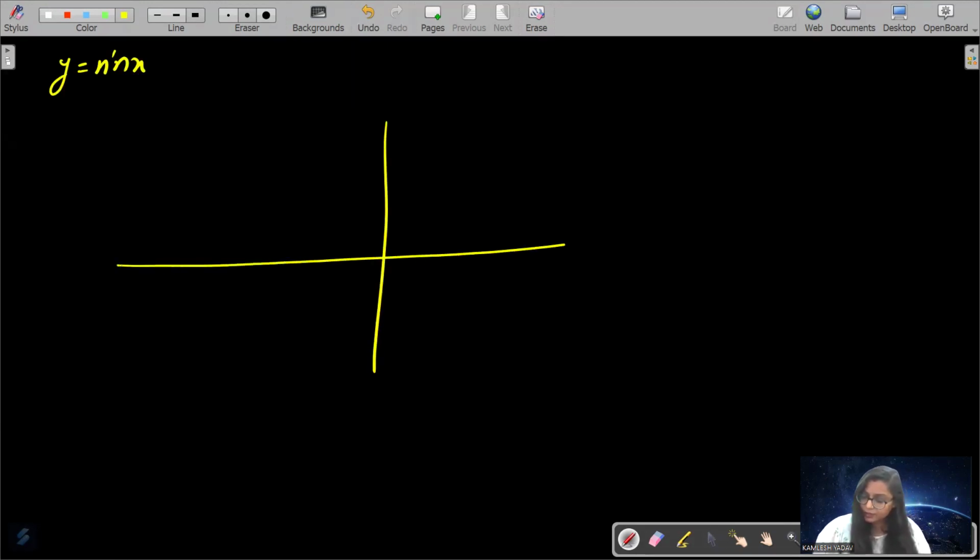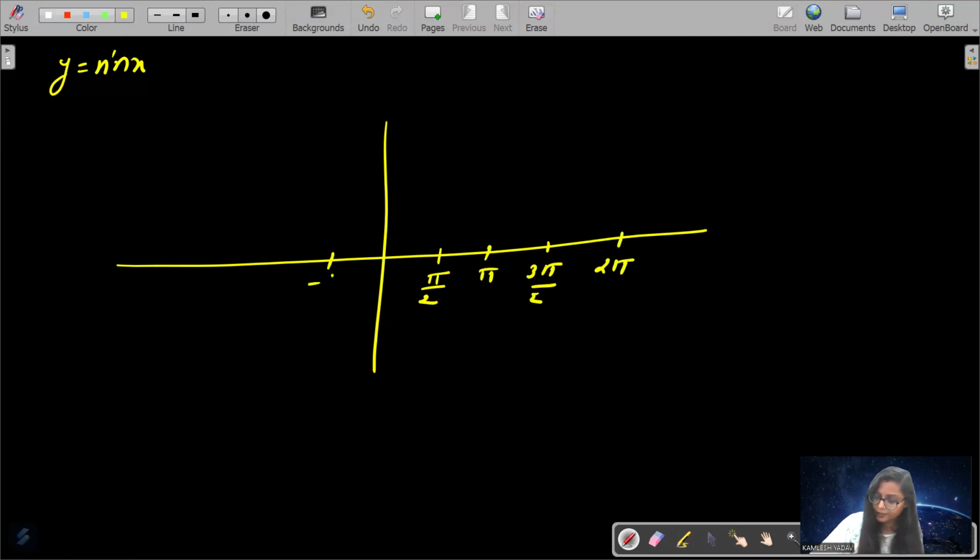First we draw the x-axis and y-axis. We mention the points pi by 2, pi, 3 pi by 2, and 2 pi, and minus pi by 2, minus pi, minus 3 pi by 2, minus 2 pi. Then we mention the points 1 and minus 1 here, and we draw the straight line here like this.